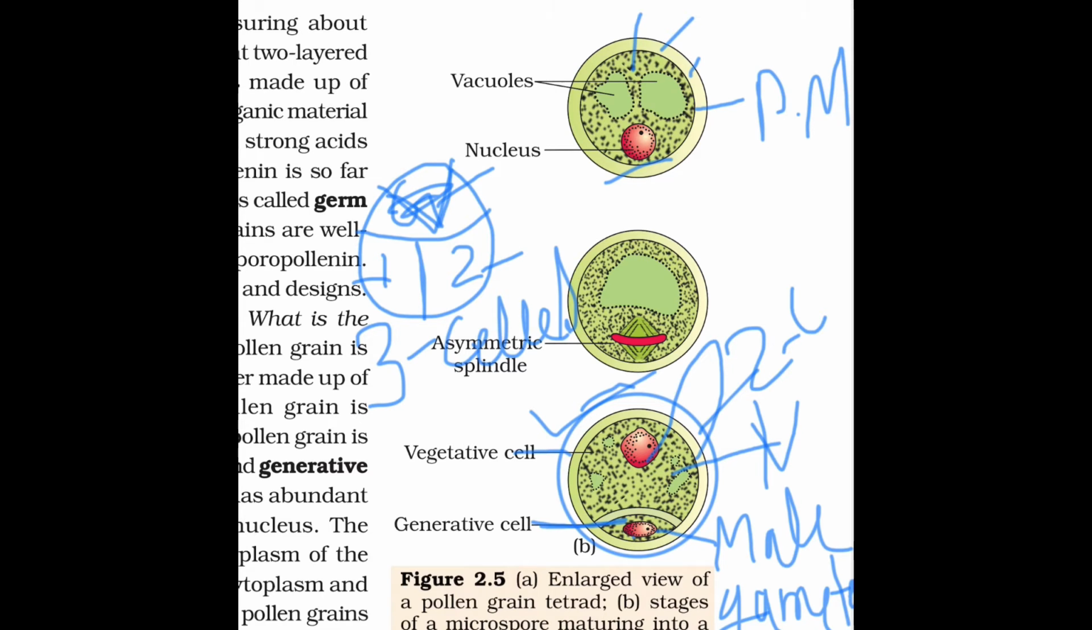And what is the function of the vegetative cell? The vegetative cell will form the pollen tube when the pollen lands on the stigma. Of the two male gametes, one will take part in fertilization with the egg and will form the zygote, and the second male gamete will fuse with the secondary nucleus or polar nuclei and will form endosperm, and this will be called double fertilization.